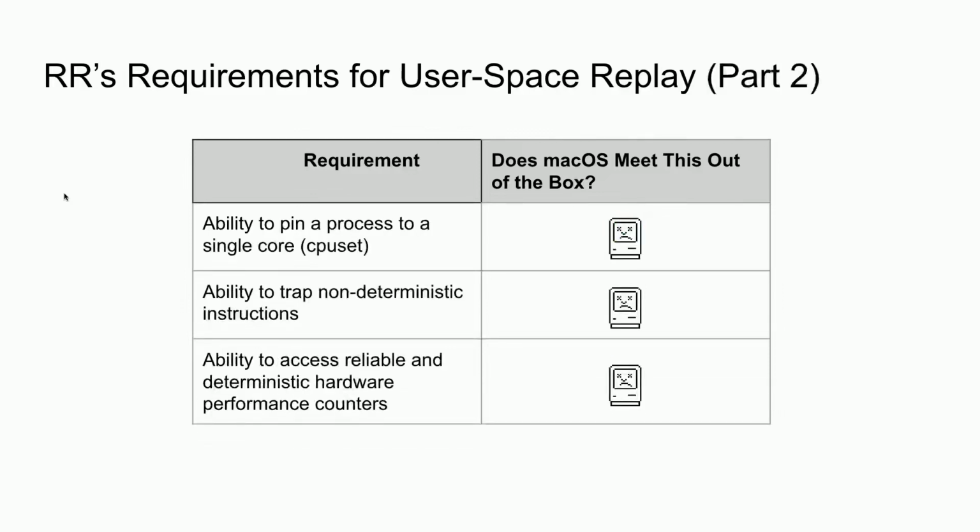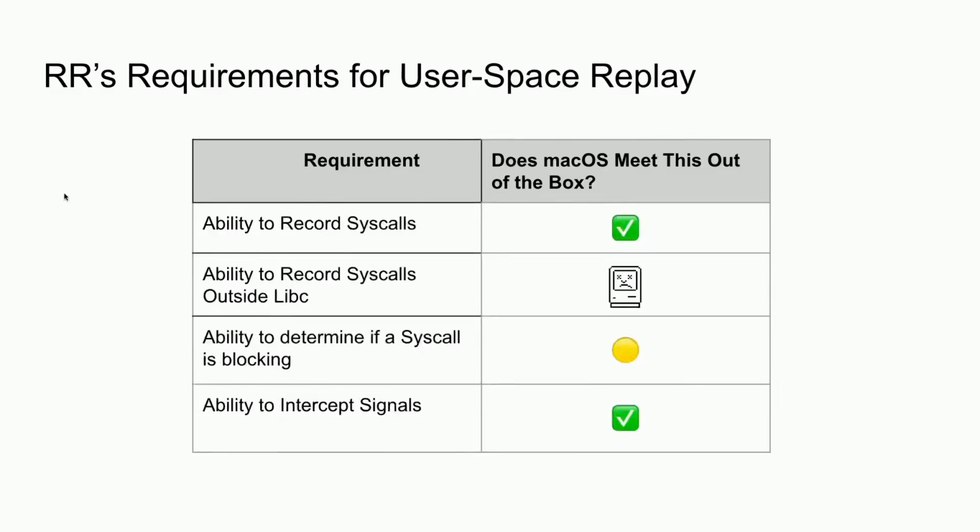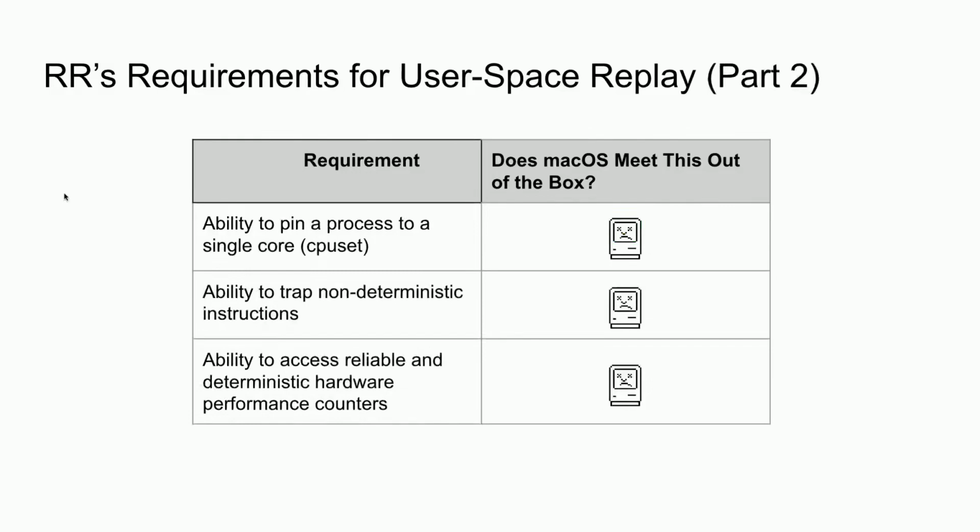You need to be able to pin a process to a single core. And this is where we start going downhill very quickly, right? We need to be able to trap non-deterministic instructions. If you've seen RDTSC, or any timestamps or other stuff, these are all inputs to the program that we have to account for. And we need the ability to access a reliable and deterministic hardware performance unit or counter. Again, you'll see right now that we are going from mostly green to mostly sad Mac.